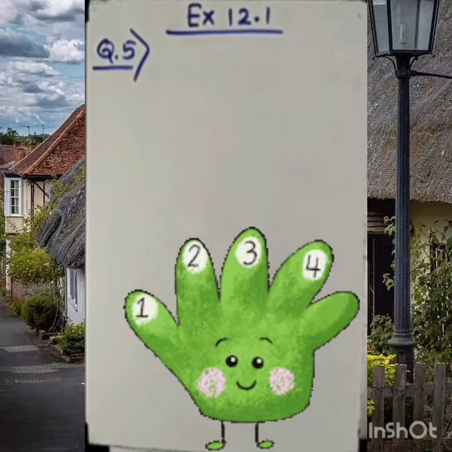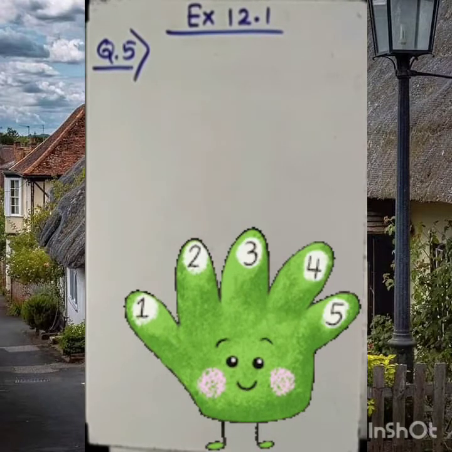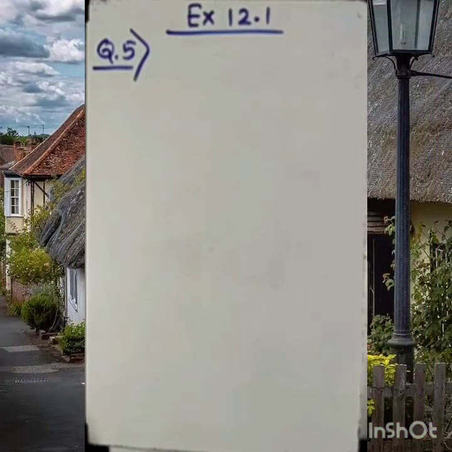So, my dear student, here exercise 12.1, it's question number 5 that I am reading for you. Sides of a triangle are in the ratio of 12 is to 17 is to 25, and its perimeter is 540 centimeter. Find its area. It is 12 is to 17 is to 25, right? It is not 26, it is 25. So let's work out upon that.